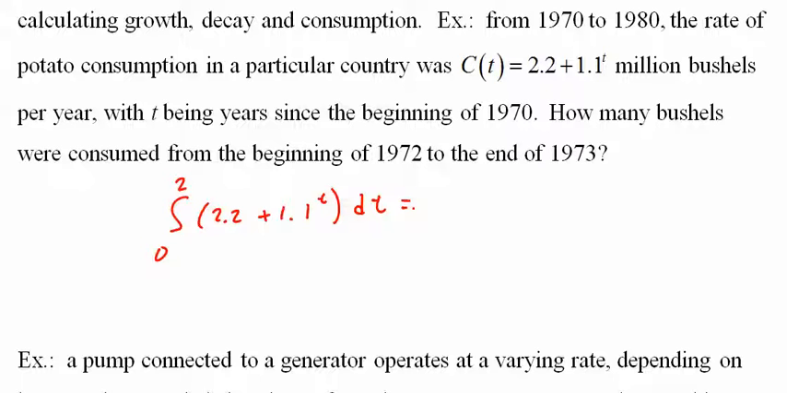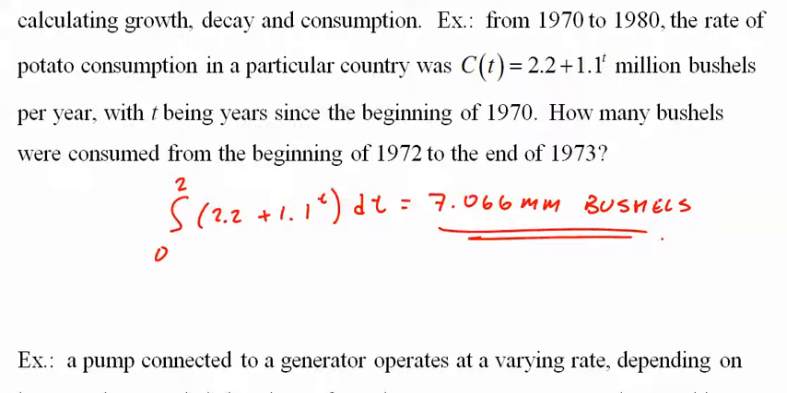And doing the math off to the side here, we get 7.066 million bushels. That's quite a bit. That's a million, by the way. Bushels. Quite a bit of potatoes. But yeah, that's how you do it. Turns a rate into the actual number on top of the rate.